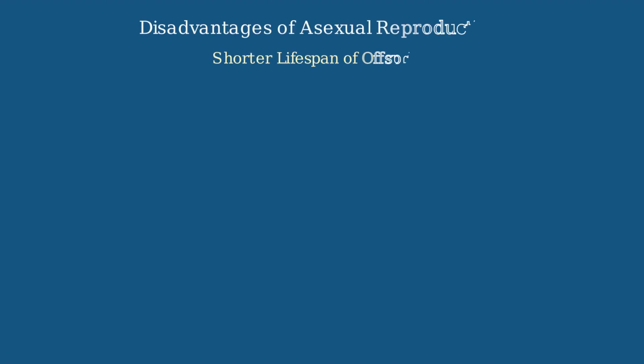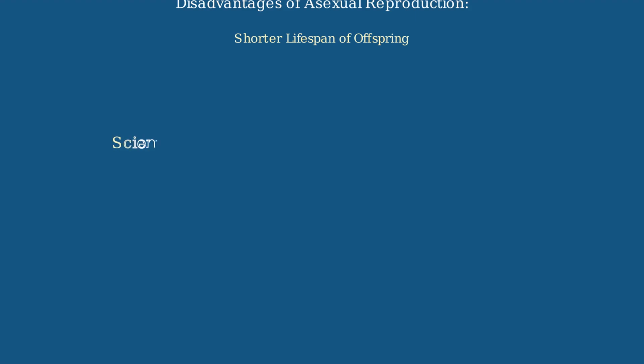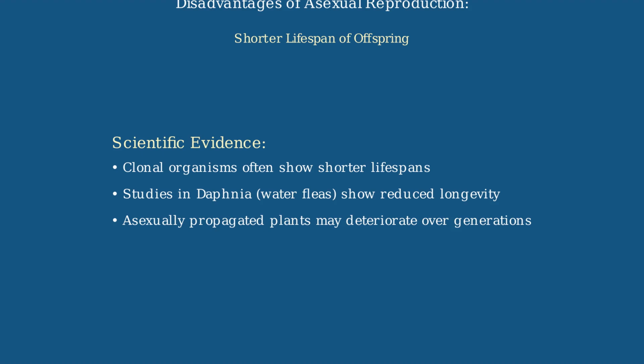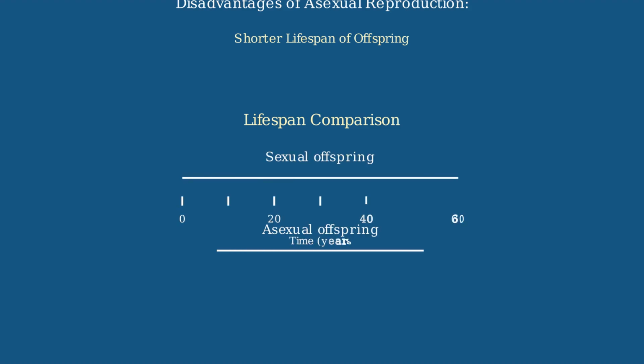Asexual reproduction has several disadvantages, including shorter lifespans in offspring. When organisms reproduce asexually, their offspring often don't live as long as sexually produced offspring. Scientific studies provide evidence for this disadvantage. Clonal organisms like water fleas show reduced longevity, and even asexually propagated plants may deteriorate over successive generations. Let's visualize this difference. Sexual offspring generally live longer than their asexual counterparts.